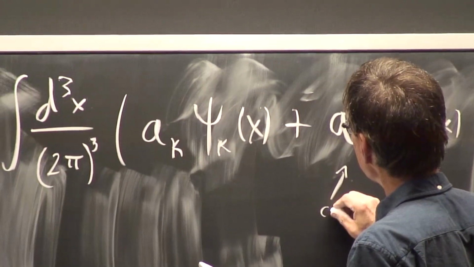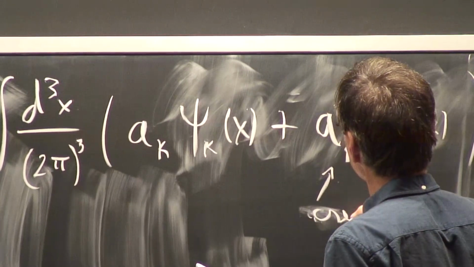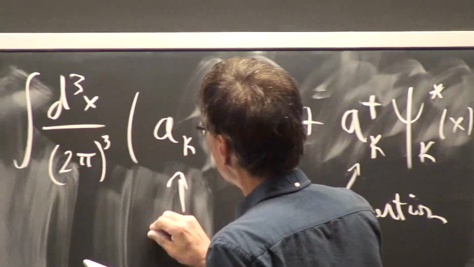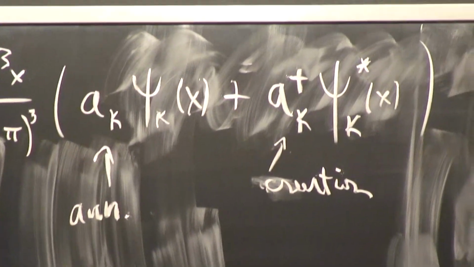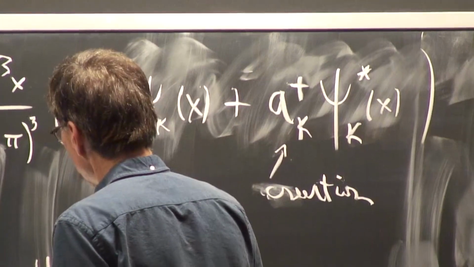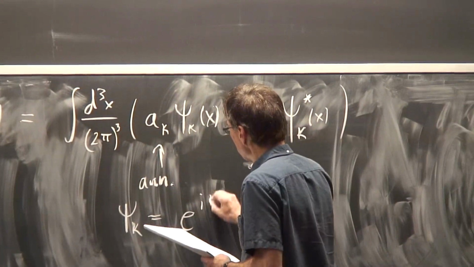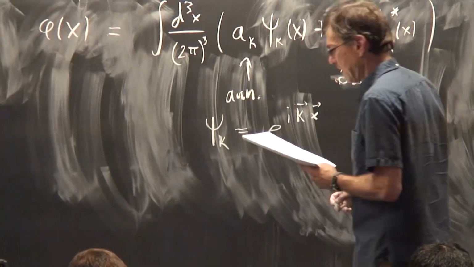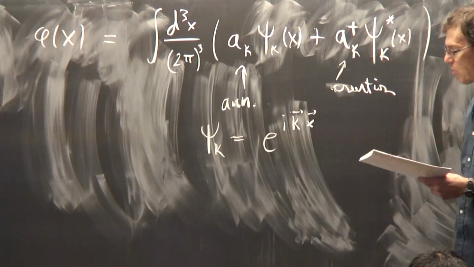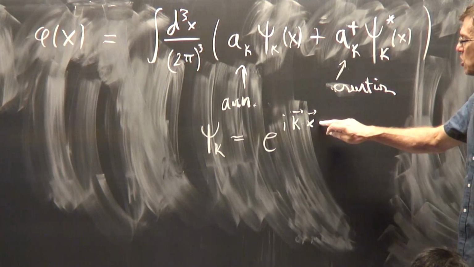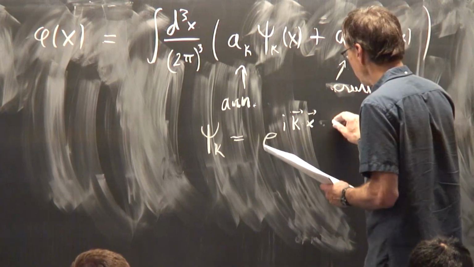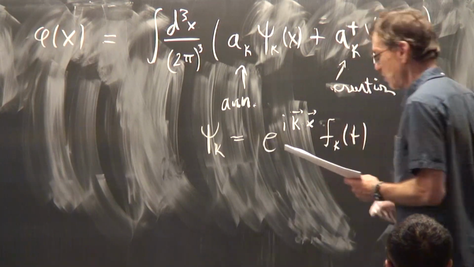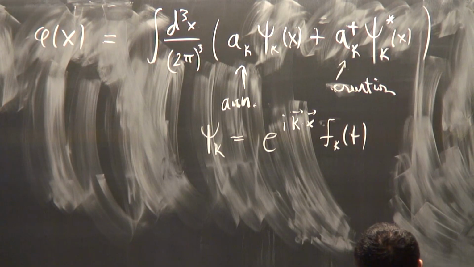So this is creation and annihilation operators, just like in Minkowski space. And we're going to write these Fourier modes as e to the i k dot x. That's the spatial part. And in Minkowski space, we know what the time part would be, minus i omega t. But now, because we're solving in an expanding background, we have to allow for some other t dependence.